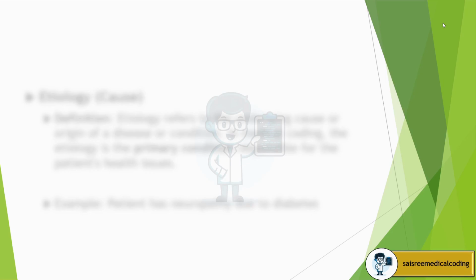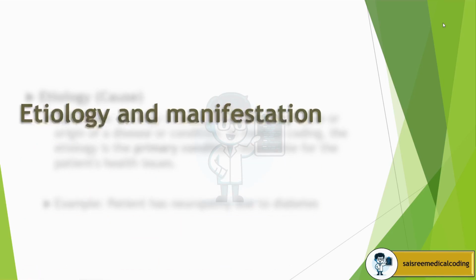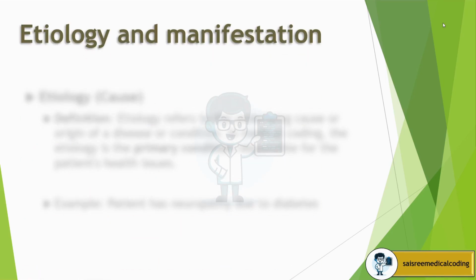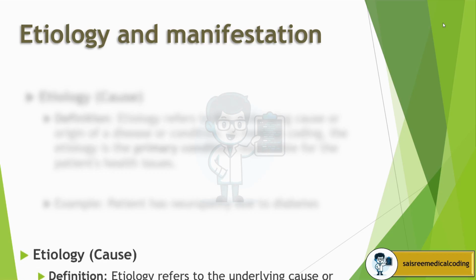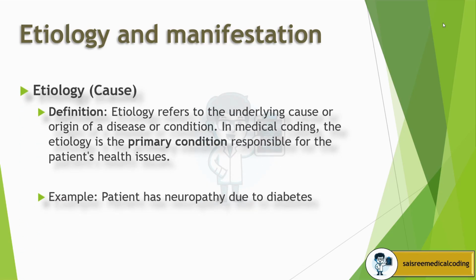Next, we are going to see the etiology and the manifestation. We'll see what is meant by etiology and manifestation. First thing, etiology. Etiology is also termed as cause. Etiology refers to the underlying cause or origin of a disease or condition. In medical coding, the etiology is the primary condition responsible for the patient's health issues. In a simple way, etiology is nothing but cause.